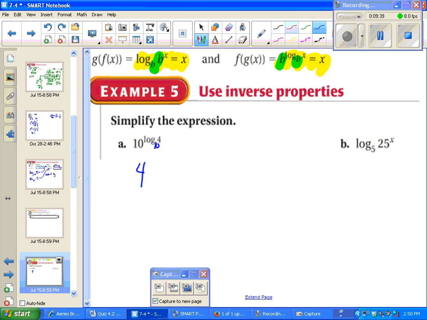Over here on this next one, the bases don't match up. It's 5 and 25. Those bases don't match up. Instead, we have to rewrite this a little bit. We know 25 is the same thing as 5 squared. Multiply the exponents. Now the bases match up. So this whole thing simplifies to 2x. Done. It's really just a way to take something complicated and make it look a lot simpler.